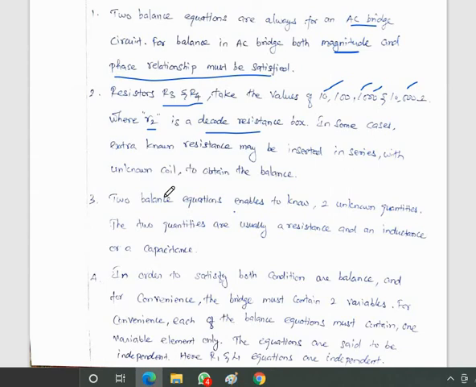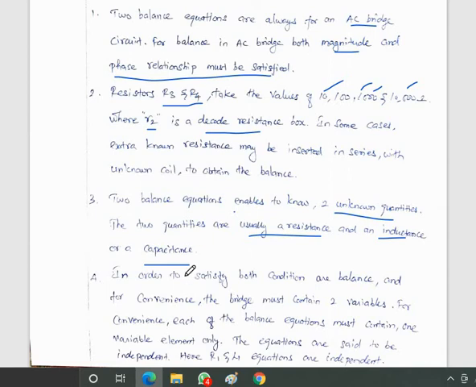And the third important point is that the balance equation enables us to know two unknown quantities. The two quantities are usually resistance and inductance, or maybe capacitance. In AC bridges, we find the value of unknown inductance or capacitance. So here the Maxwell bridge is used to find the unknown inductance value. Other bridges like the Anderson bridge or the Schering bridge can be used to measure unknown capacitance. So it measures resistance, and the other quantity, inductance or otherwise capacitance.